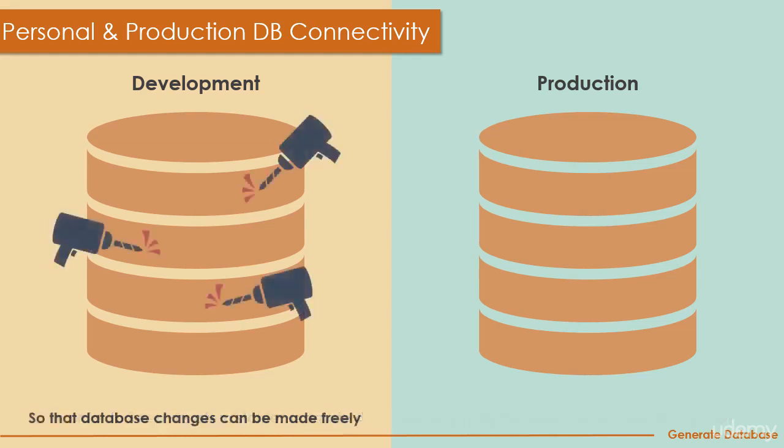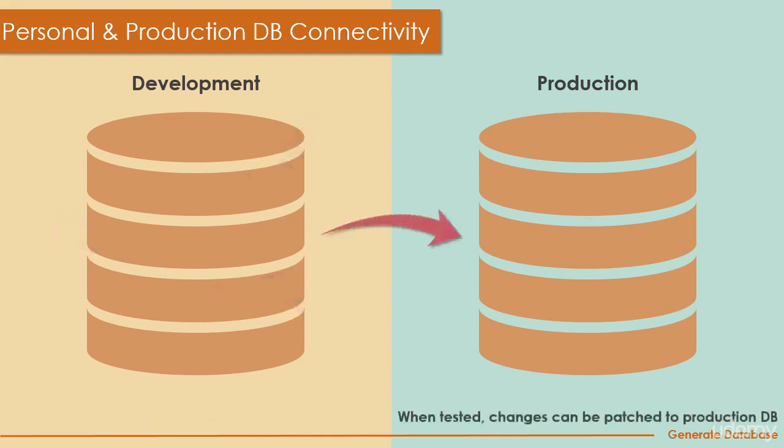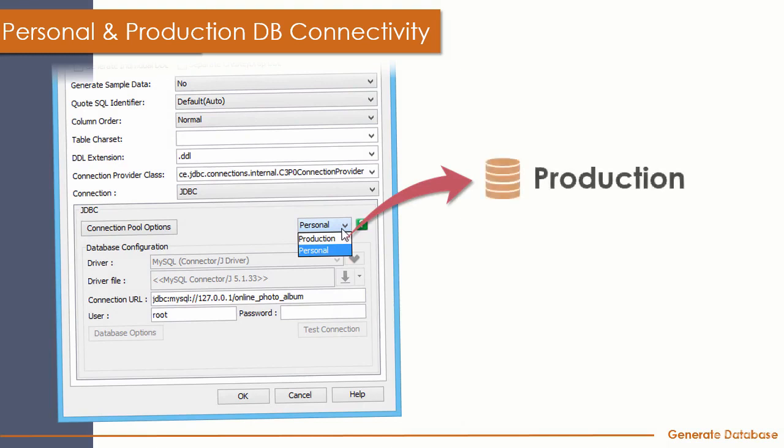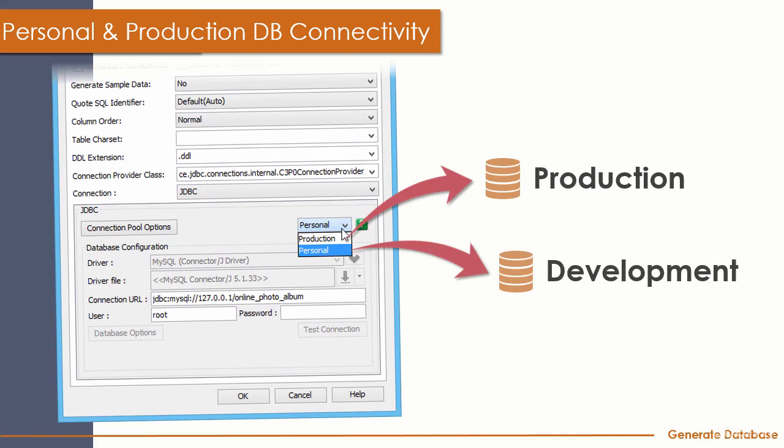So you will do the work on development, you will make the change and revert your change. After you test all the changes, you will put your development into production. Then you can patch the production database based on the development. Then we have a development database and a production database. In Visual Paradigm, you can define the production connectivity and the development connectivity as personal. Why do we say it's personal? It is based on different developers.